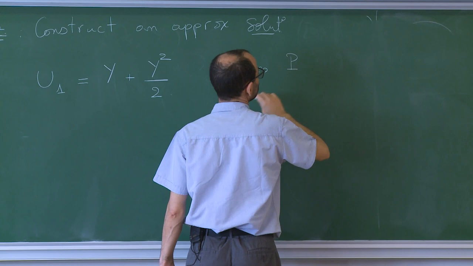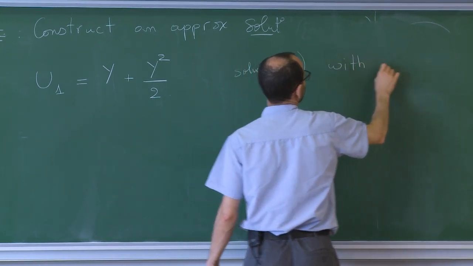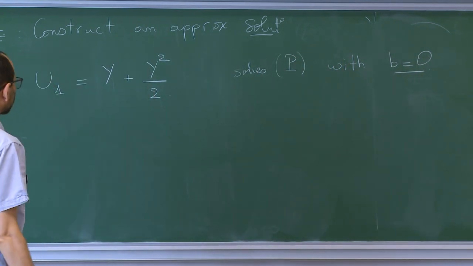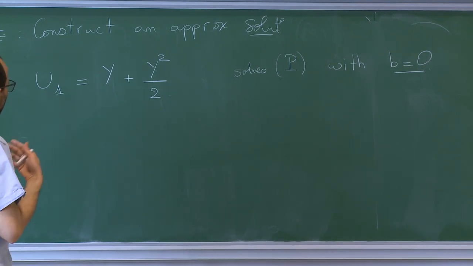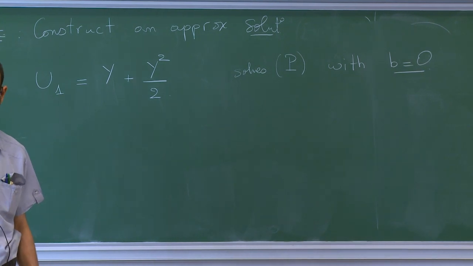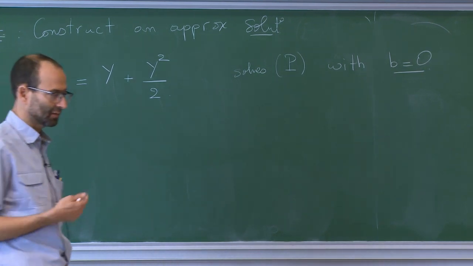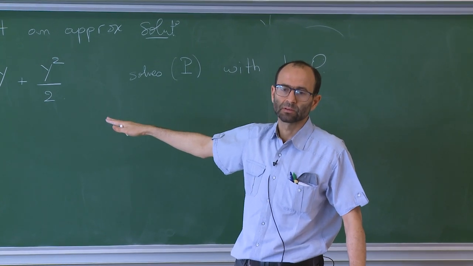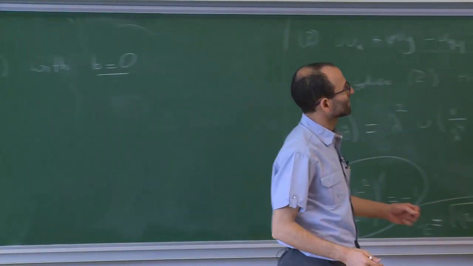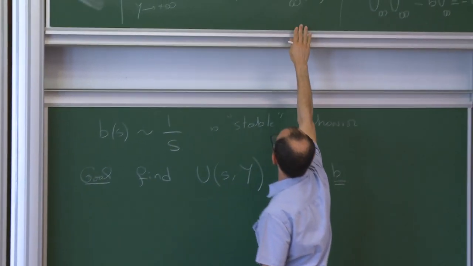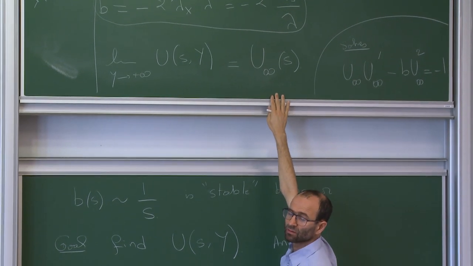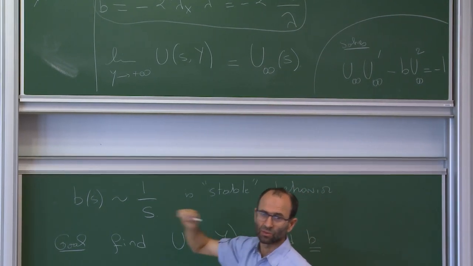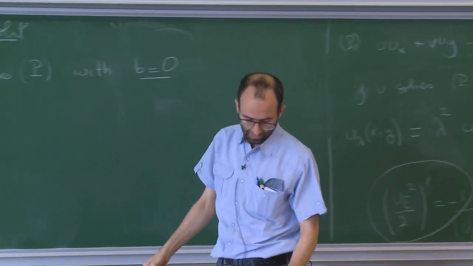In the language of the Schrodinger equation, this will correspond to a soliton, or the ground state for the problem. Of course, it doesn't satisfy the good boundary conditions because it's unbounded, whereas we expect this guy when y goes to infinity to go to something finite. Of course, this guy can grow with s because of the rescalings. Okay, so you have U1.